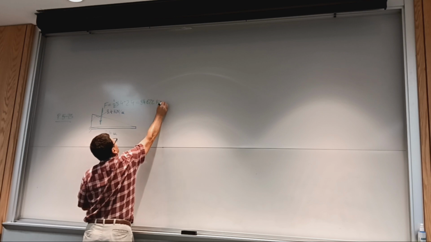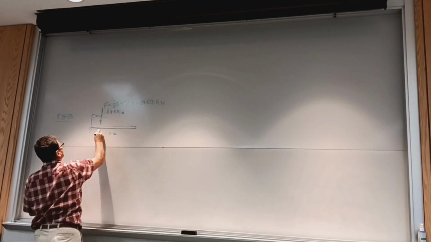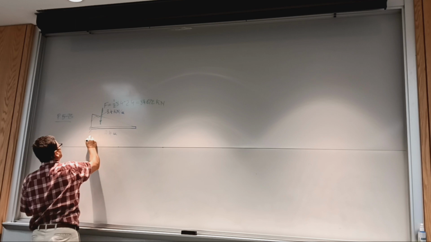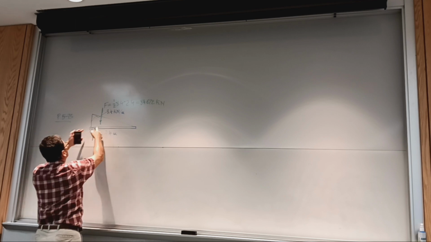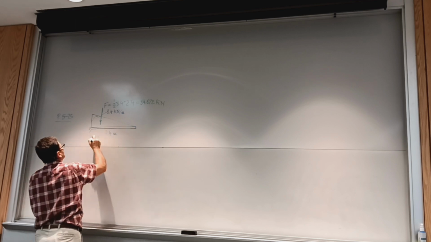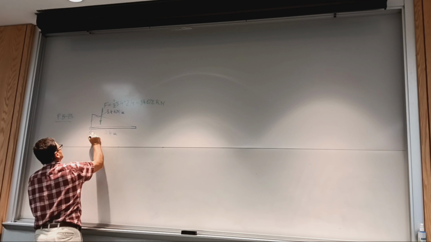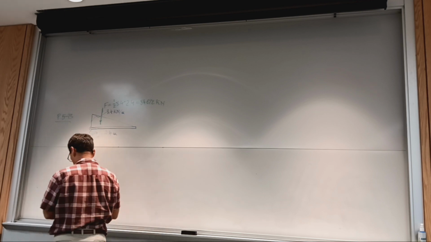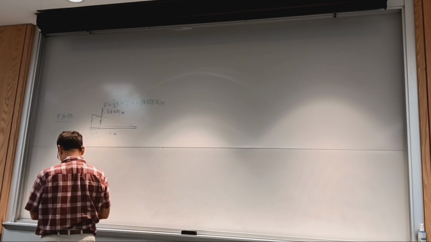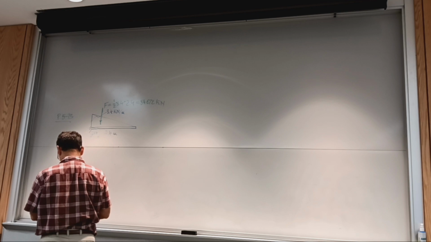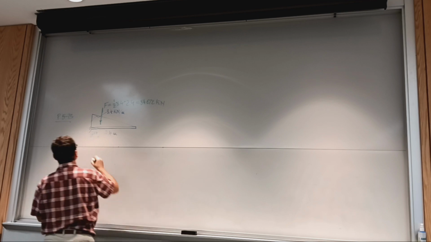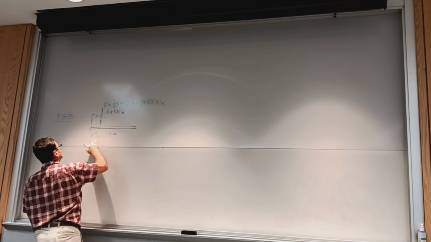kilonewtons. As for its location, it is 1/3 and 2/3, so this will be 1 over 3 times 2.4. So 2.4 over 3, this is 0.8 meters.